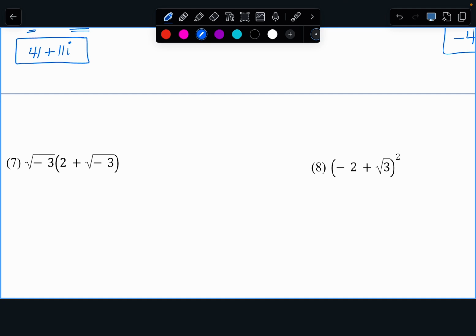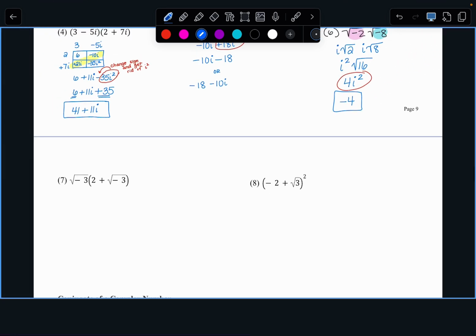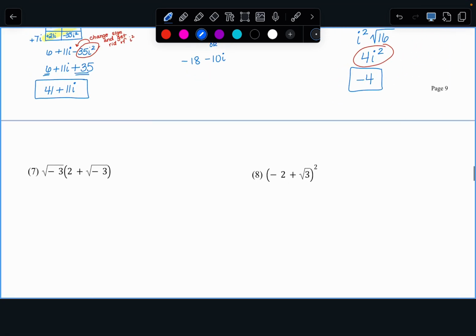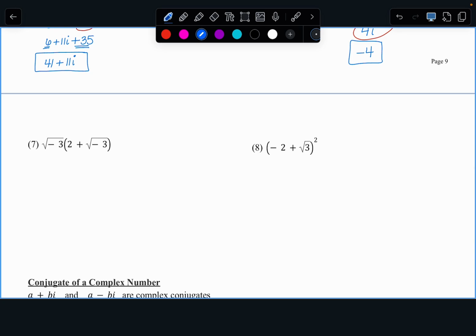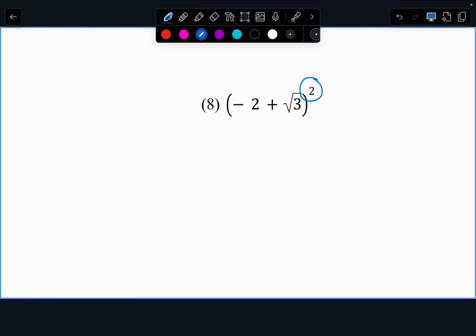Let's skip 7 and go straight to 8. Are we okay with that? Okay. So, what does it mean when we have an exponent of 2? Same thing twice. Heck yes. Love to see it. Means you write it twice.